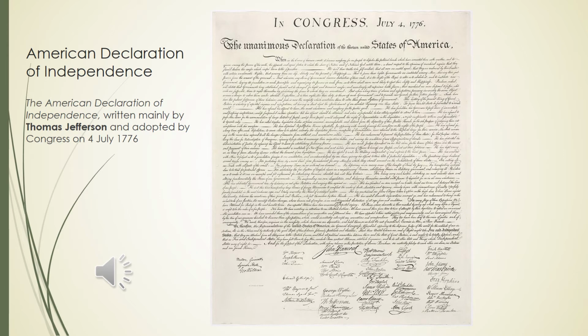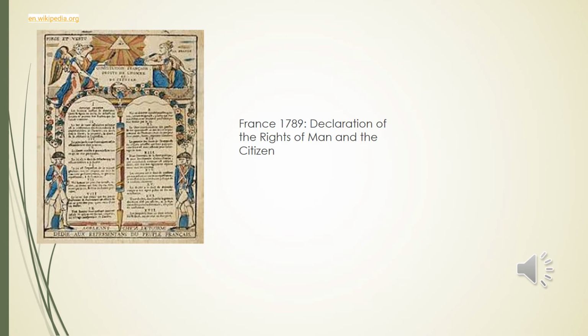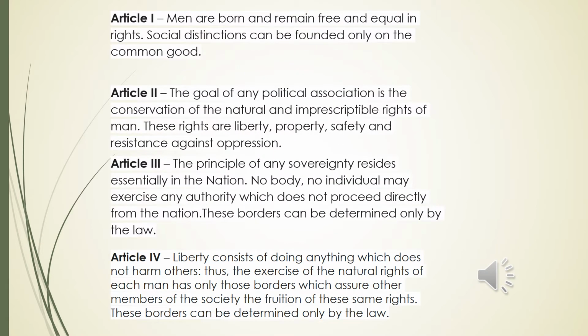Here are some among the most revolutionary documents on citizenship. The Americans' Declaration of Independence, written mainly by Thomas Jefferson and adopted by Congress on the 4th of July, 1776. And the French Declaration of the Rights of Man and the Citizen. Its first 4 articles became the preamble of the subsequent Constitution in 1791.